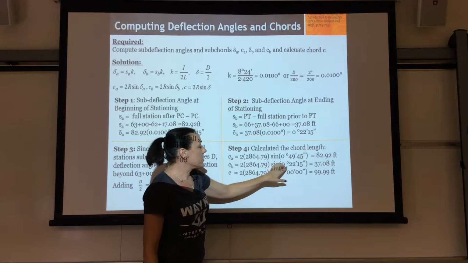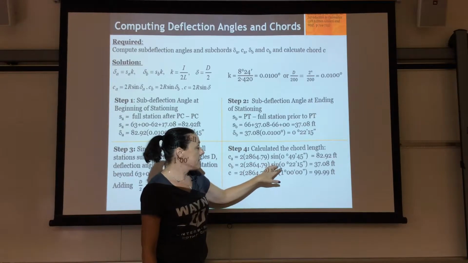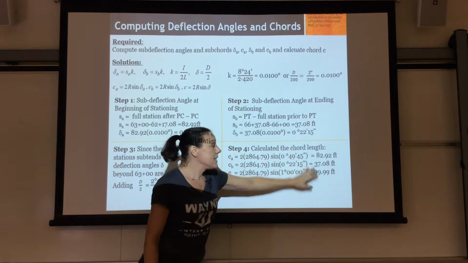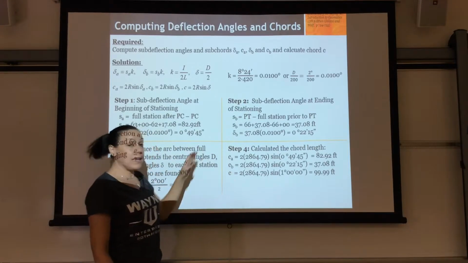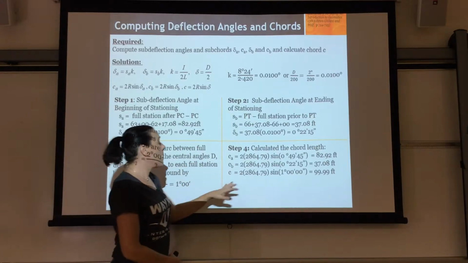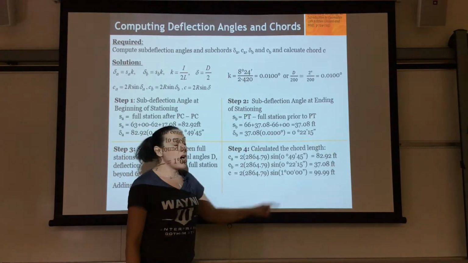2 times our radius times the sine of the subdeflection at the end is equal to 37.08. And the chord length in between at the 100-foot marks is 2 times the radius times the sine of 1 degree.